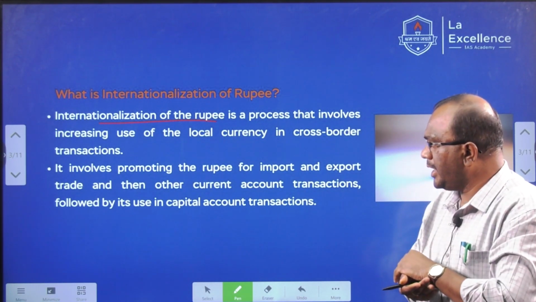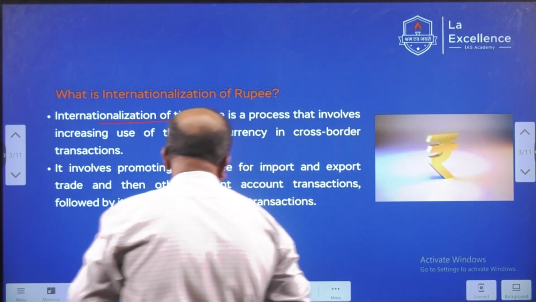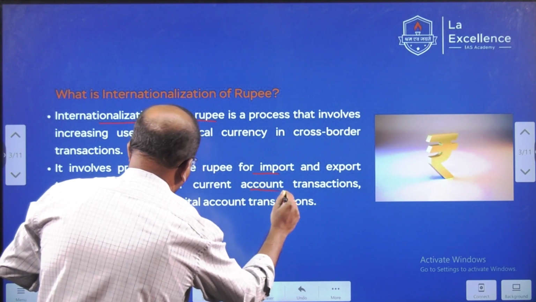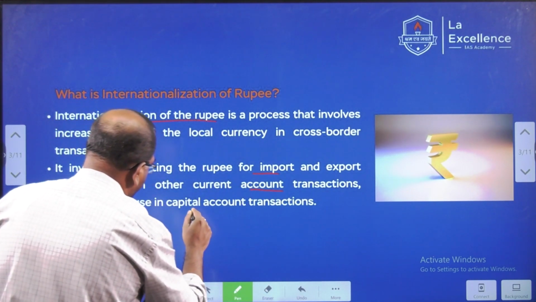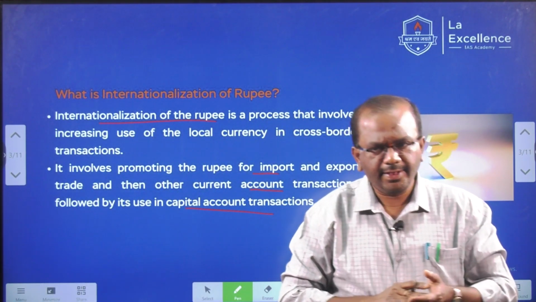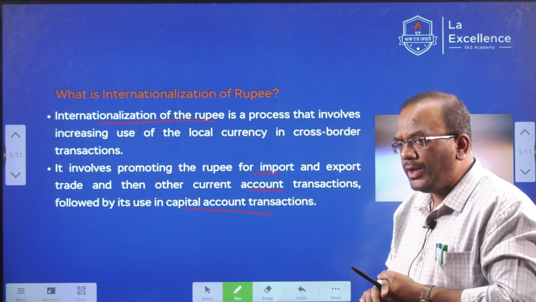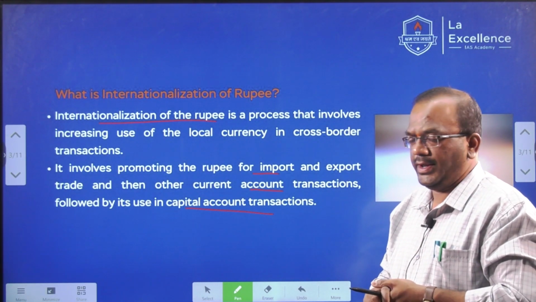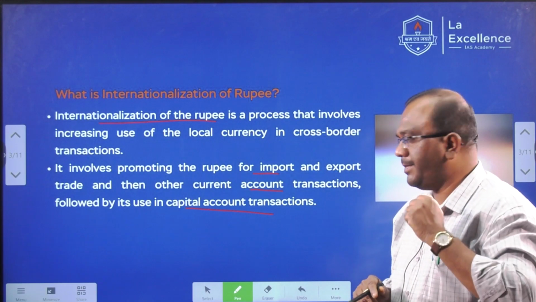Then it involves promoting the use of the rupee for imports and export trade and other current account transactions, followed by its use in capital account transactions. Students, what does this explain? This explains that the rupee would be used in the BOP transactions, or the balance of payments transactions. What is balance of payments?